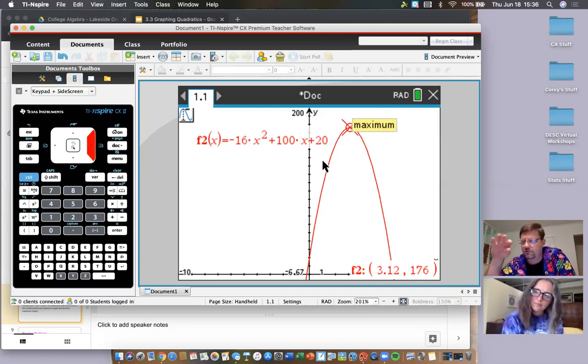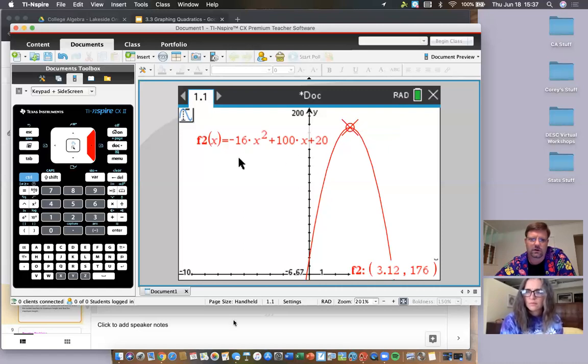Now you can use the calculator here, but I need you to be able to interpret. If I allowed you to use your calculator, I'd be fine with you putting in the equation, changing the window, finding the maximum, using the analyze graph or the trace. I don't care, but how do you answer it for credit?